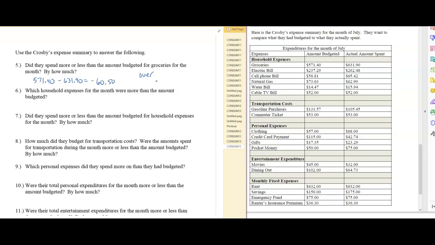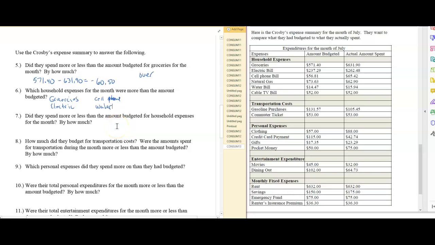Now, number 6, which household expenses for the month were more than the amount budgeted? So when I look at it, we could say groceries, right? When you look at electric, you were over. Cell phone bill, you were over. Natural gas, you were not. Water bill, you were over. And if I look at cable, that was equal. So we were good there.